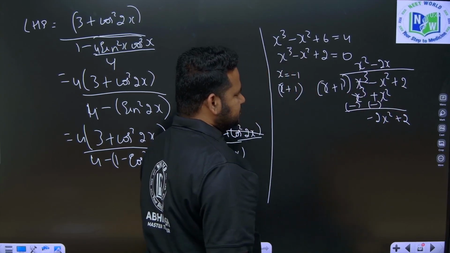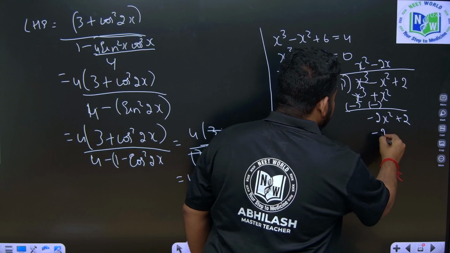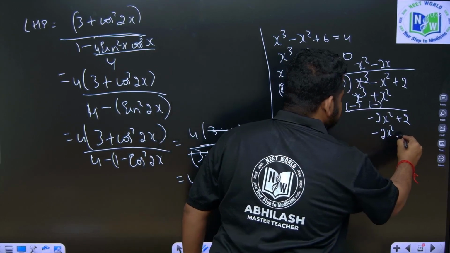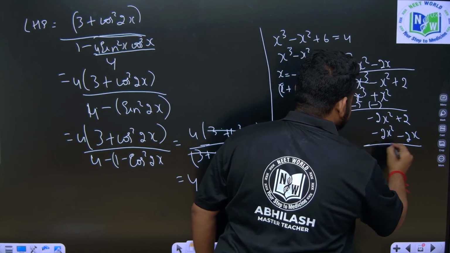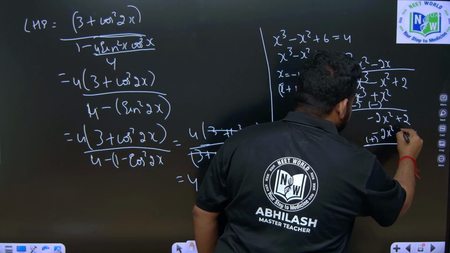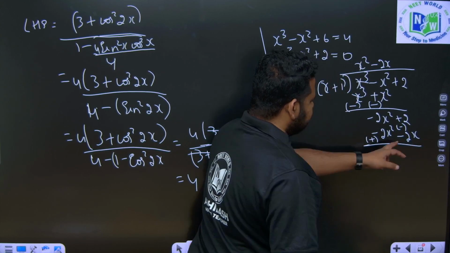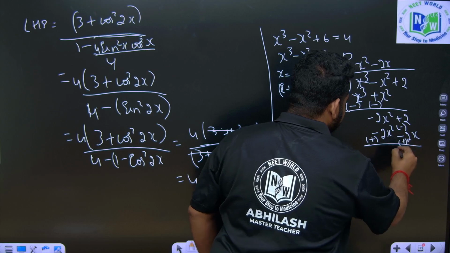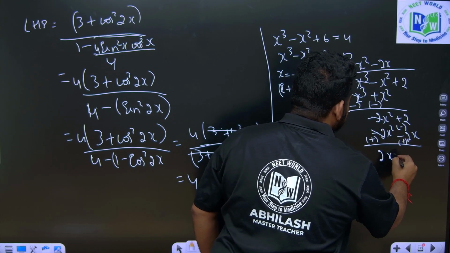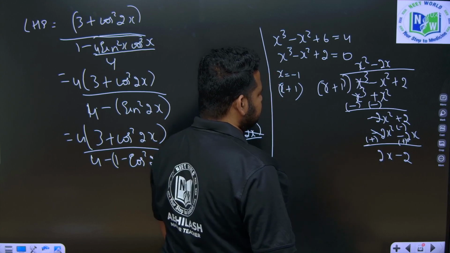So I will get minus 2x into x, what is it, friends? Minus 2x square, plus minus 2x. So what I get is minus, and this will be plus, so this cancels. I will be left with 2x minus 2.